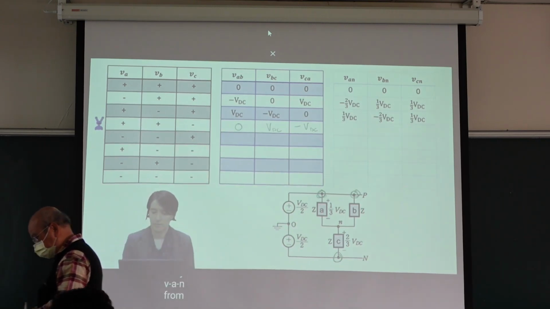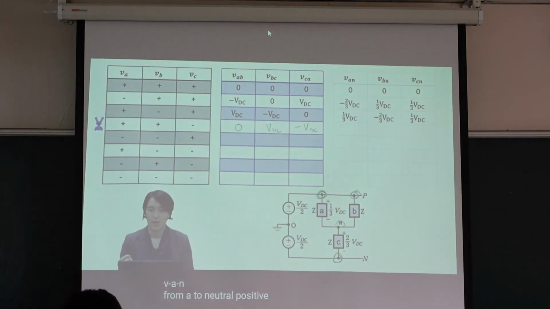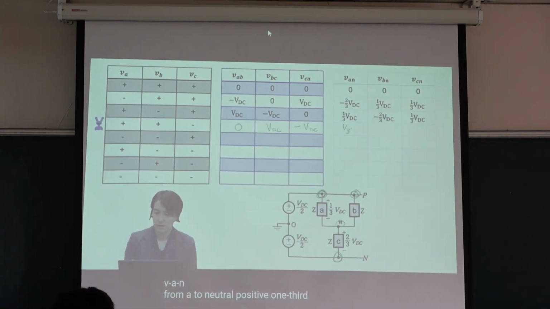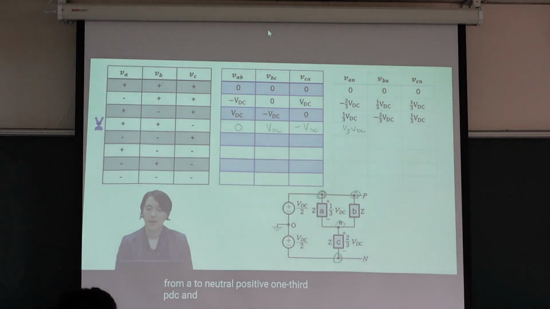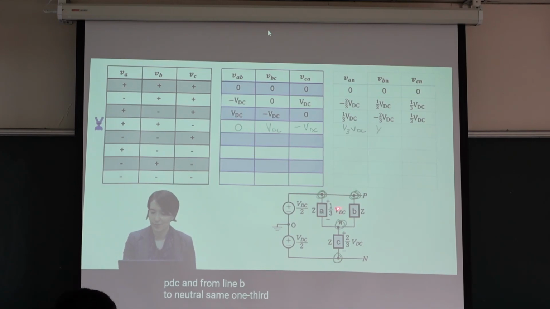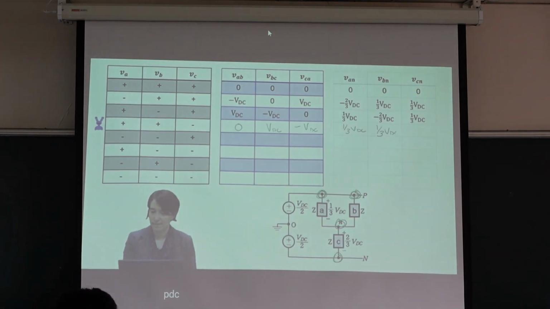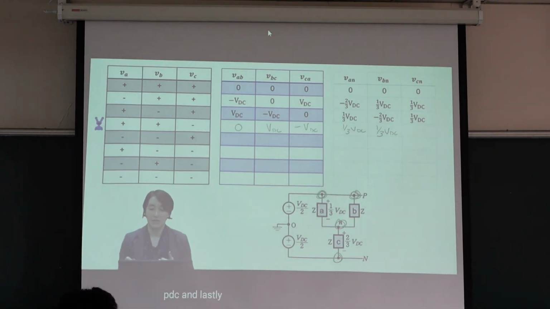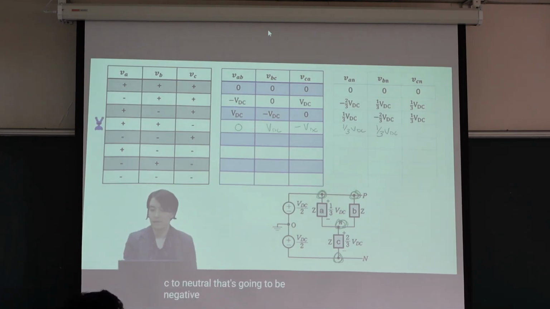VAN, A to neutral, positive 1/3 VBC. And from line B to neutral, same, 1/3 VBC. And lastly, from C to neutral, that's going to be negative, and it's going to be 2/3.